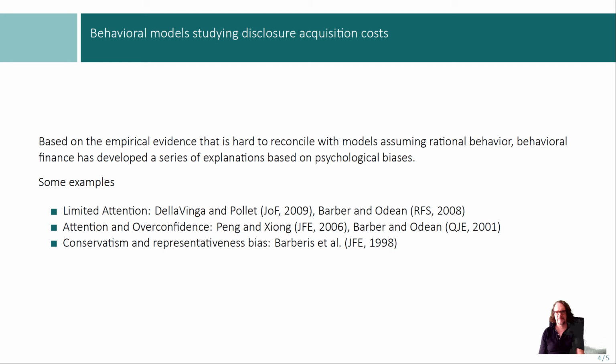So there is enough evidence, I'd say, that market participants behave in a way that is really hard to reconcile with rational behavior. And one classical example is Dellavigna and Pollet, who look at the trading activity over weekdays, and they see that there's a Friday anomaly, and this Friday anomaly is simply related to limited attention. And this is really hard to reconcile with rational models, I think.